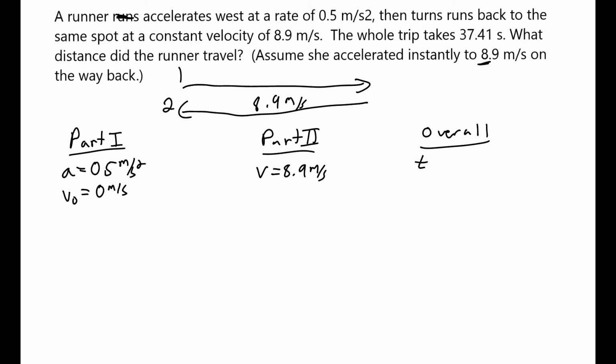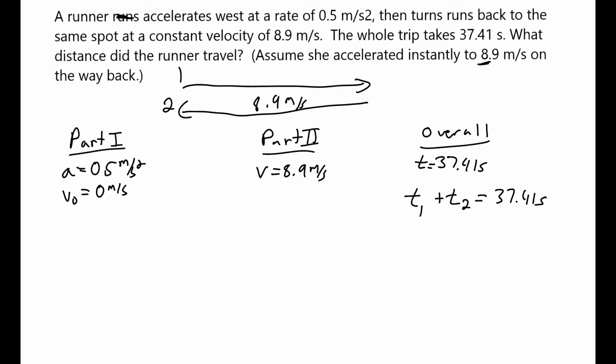So overall, we know that the overall time is 37.41 seconds. Alright, with any of our equations, can we make progress in any of these parts? No. Which means we're going to have to set up an equality with other stuff we know. So what do we know about the time? Parts 1 and 2 add up to equal the total. Yep. So overall, time for part 1 plus time for part 2 equals 37.41 seconds.